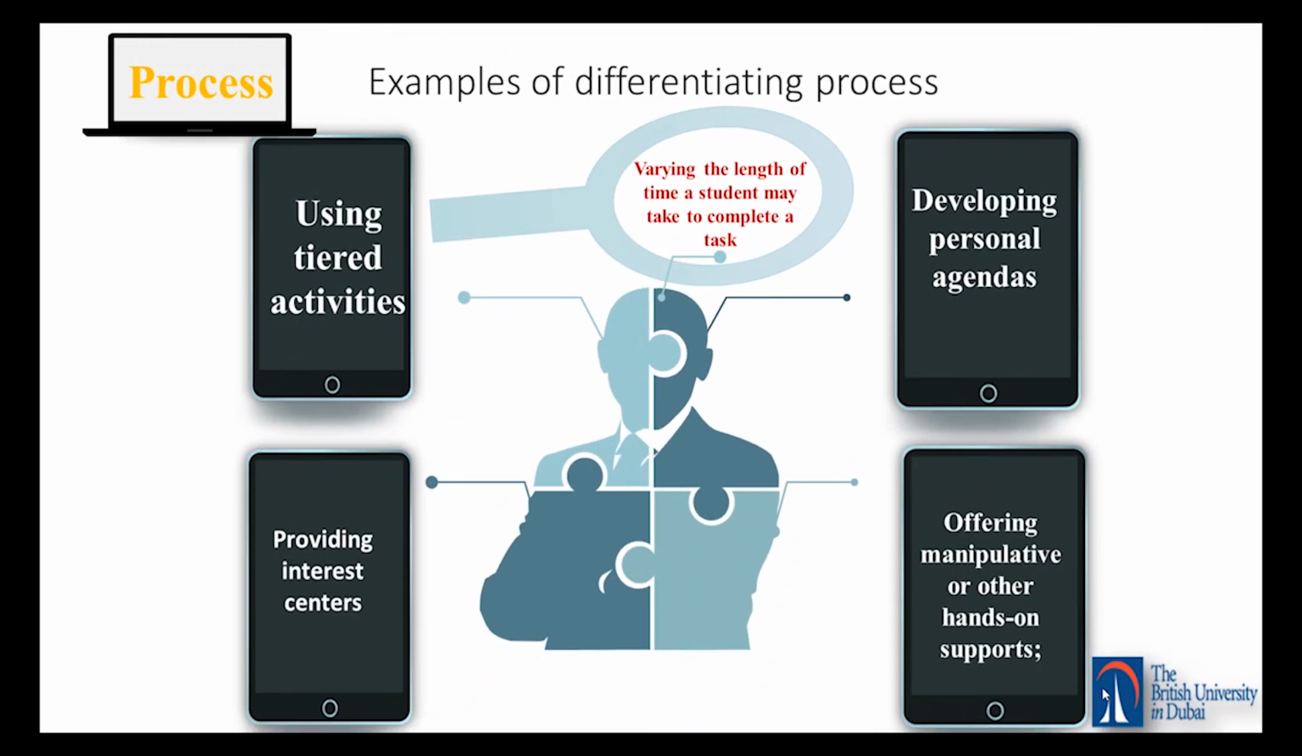Going to the second one, we have process. We have many examples of differentiating process. For example, using tiered activities, or providing interest centers, developing personal agendas, or offering manipulative or other hands-on supports. And the last one, maybe varying the length of time.